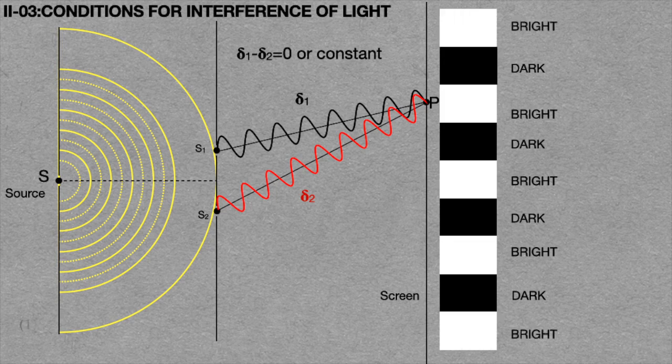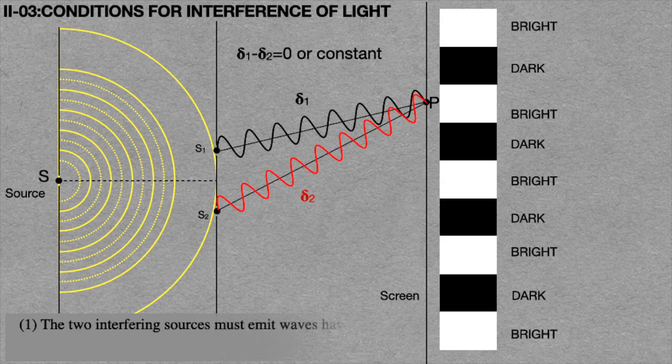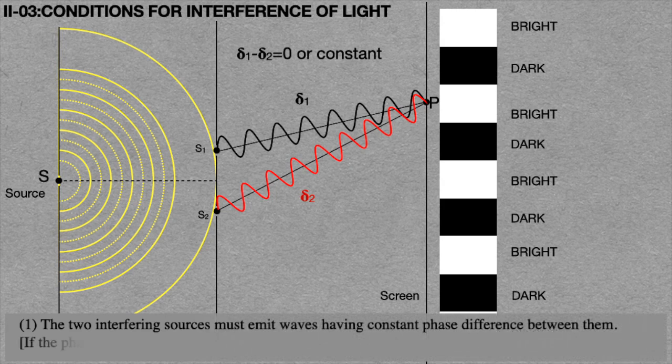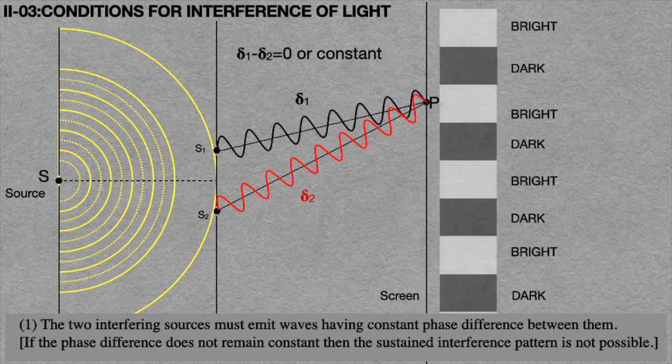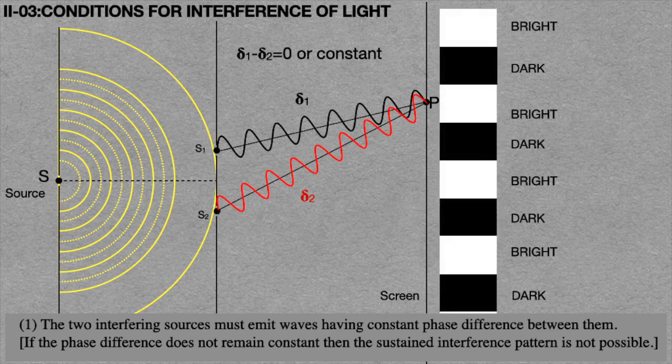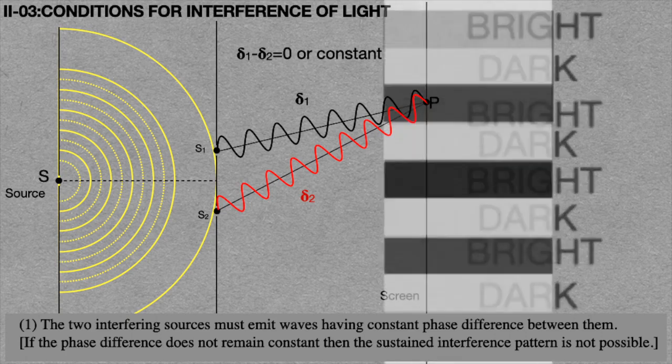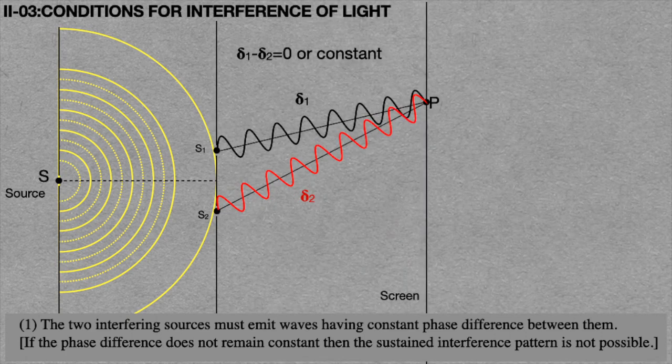That means the two interfering sources must emit waves having constant phase difference between them. If the phase difference does not remain constant, then the sustained interference pattern is not possible.